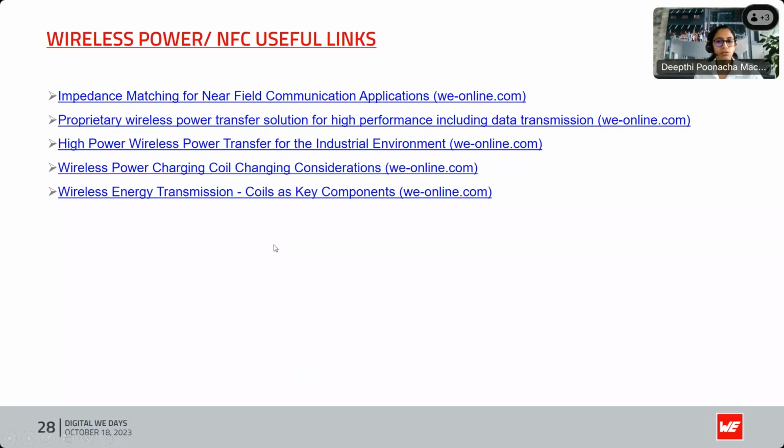These are some useful links to the app notes, which discuss impedance matching for NFC applications, some high proprietary wireless power transfer solutions, high power wireless transfer for industrial environments, wireless power charging coil considerations, which is important when you're designing your own coil, and wireless energy transmission, where there is a short discussion about coils as key components and how they are useful for us.